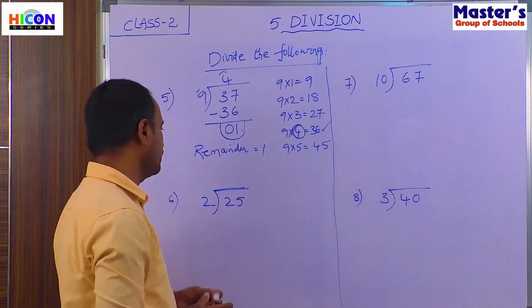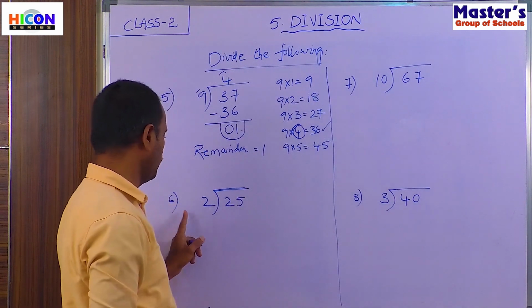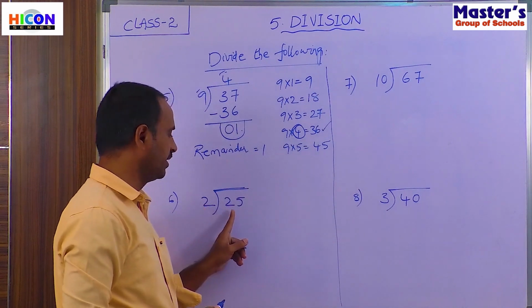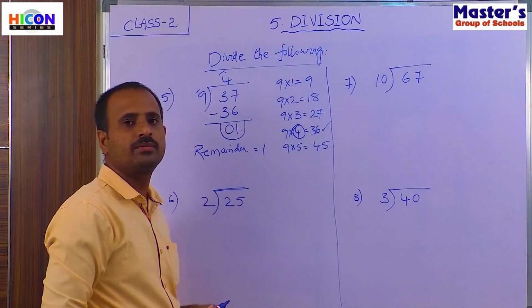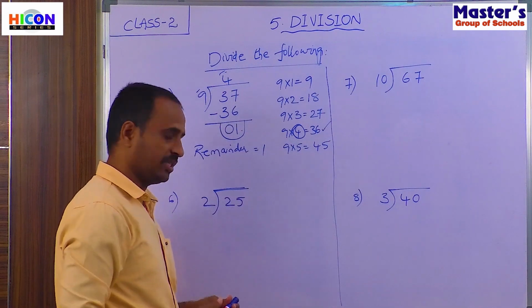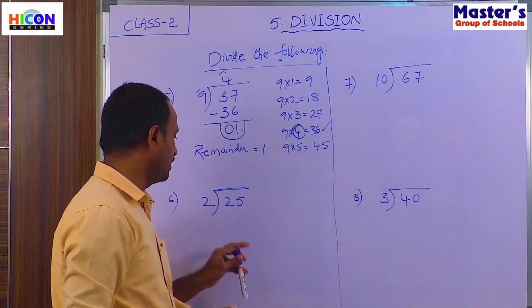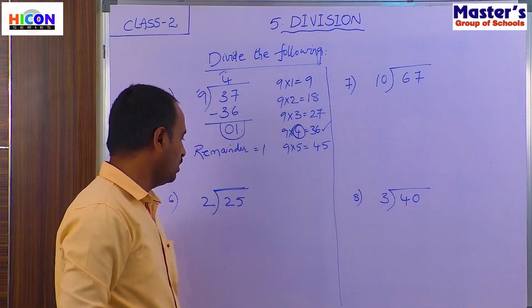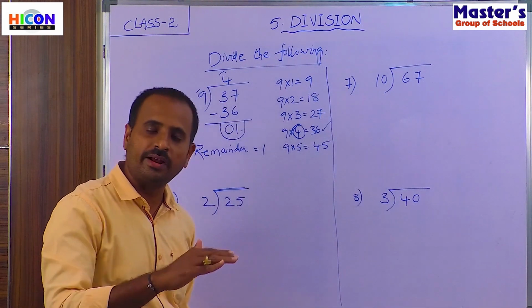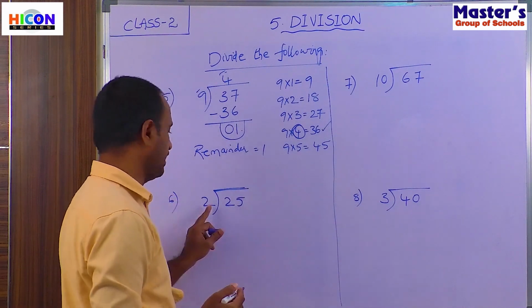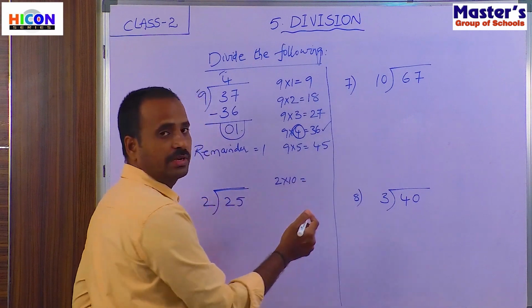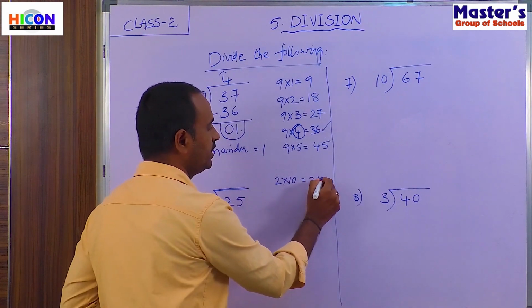You see the second division. In the 6th problem, what is the divisor here? The divisor is 2. And what is the dividend here? The dividend is 25. The same way, let us find when the number 25 comes in the 2nd table. All the tables we have learnt only up to 10 times. So first let us see 10 times 2. How much are 2 tens? 2 tens are 20.